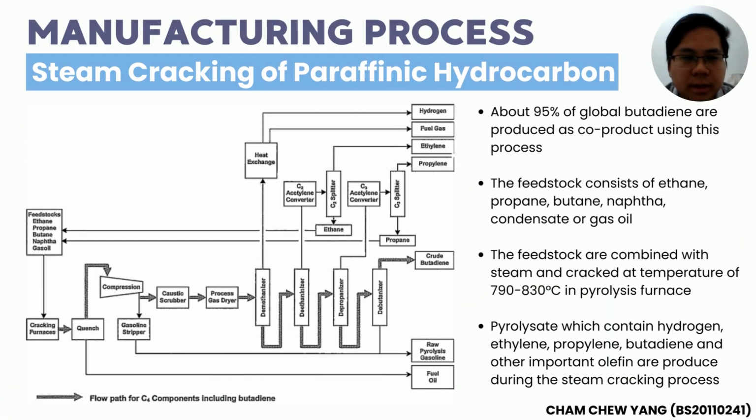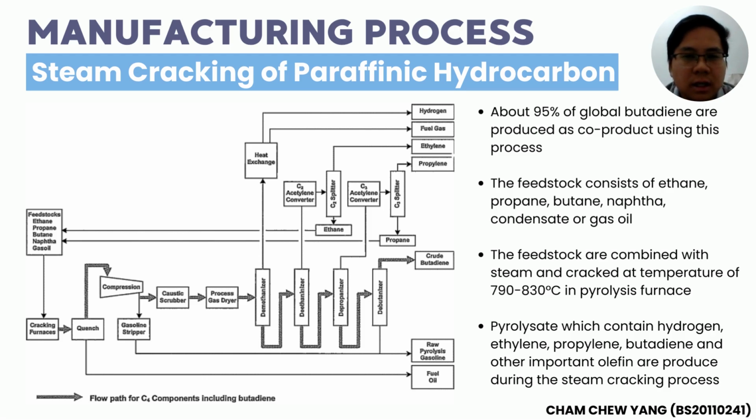Now I will present the manufacturing process for one of the most important dienes, which is butadiene. About 95% of global butadiene is produced as a co-product by the steam cracking of paraffinic hydrocarbon. The feedstock for this process usually consists of ethane, propane, butane, naphtha, condensate, or gas oil. First, the feedstock is combined with steam and cracked at a temperature of 790 to 830 degrees Celsius in the pyrolysis furnace.